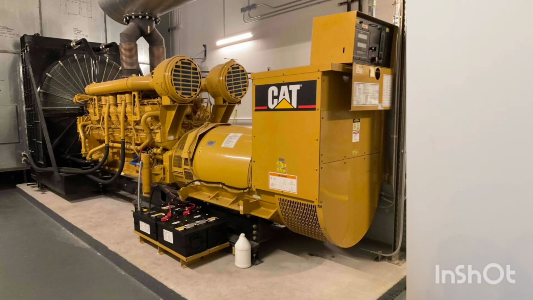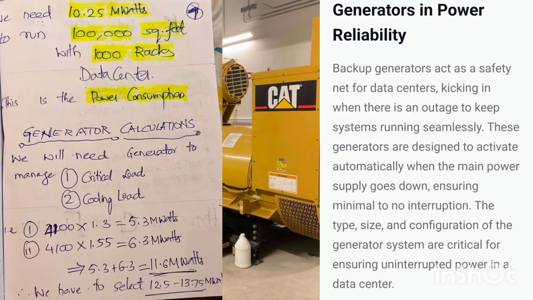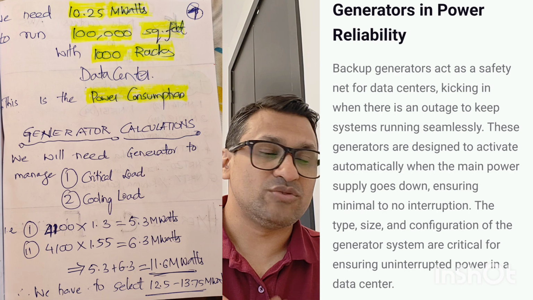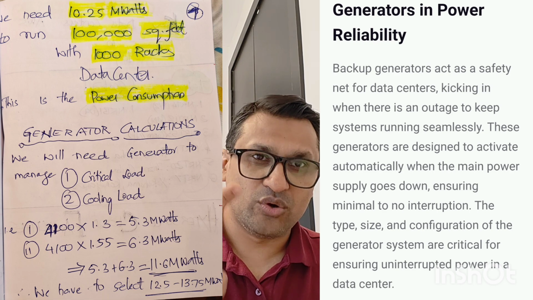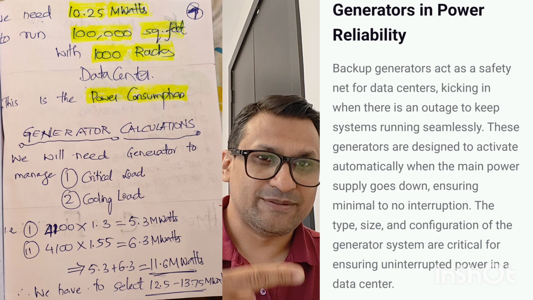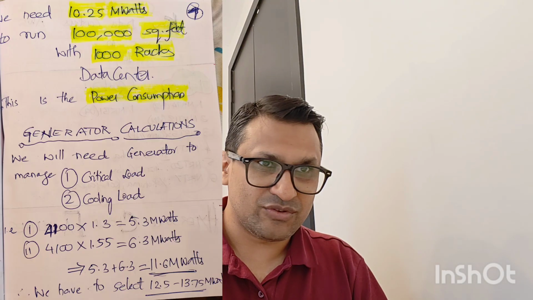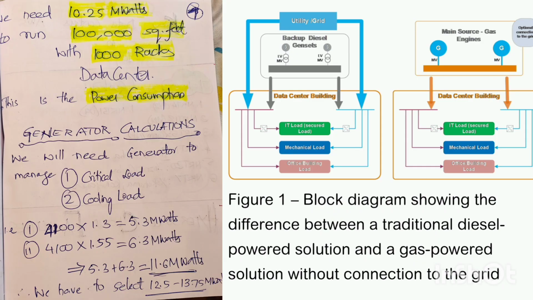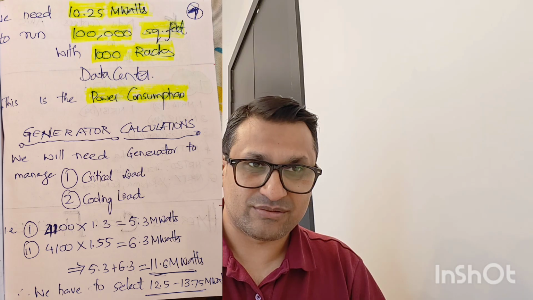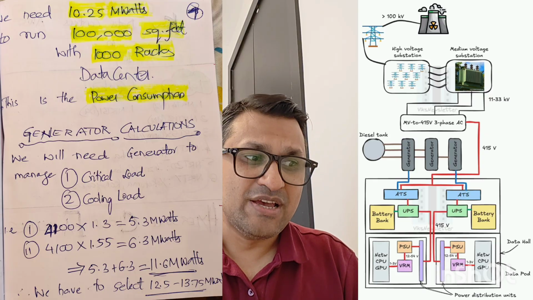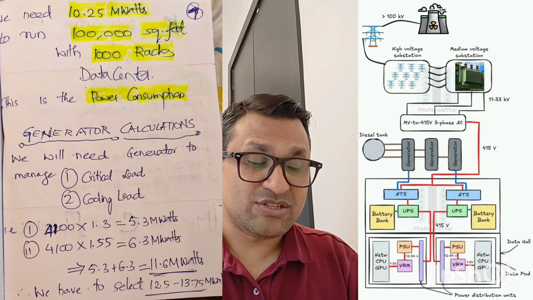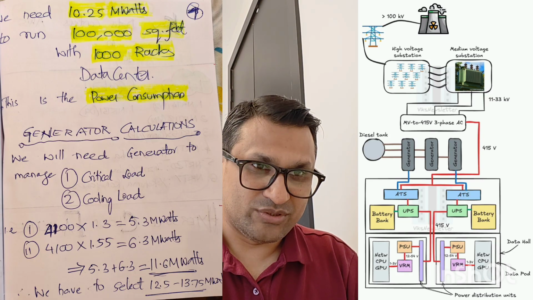So for generator calculations, what is the size of generator required? Obvious question. We'll need the generator to manage 2 loads, critical load and the cooling load. Correct? So critical load is from the servers, racks, lighting, the items which keep the data center running. And then the cooling load. Basically, you need to have a mechanical system which runs and cools the systems. So we need the generator to manage these 2, critical load and cooling load.